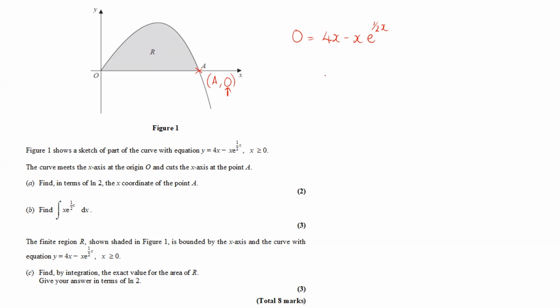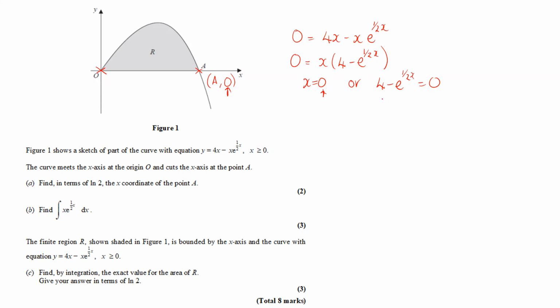So what are we going to do now? Again, like we had with our differentiation, equal to 0. Whenever you've got those zeros, look to factorize. What can we factor out? An x: x times (4 minus e to the half x). So 2 things timed together, either x is equal to 0 or 4 minus e to the half x is equal to 0. So that x equals 0 is obviously this point here, not the one we're after.